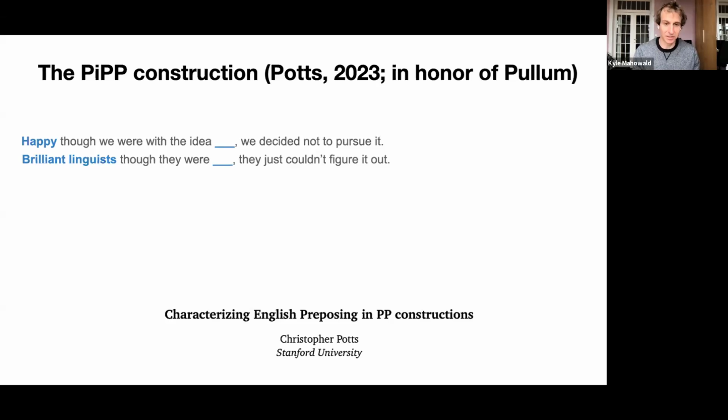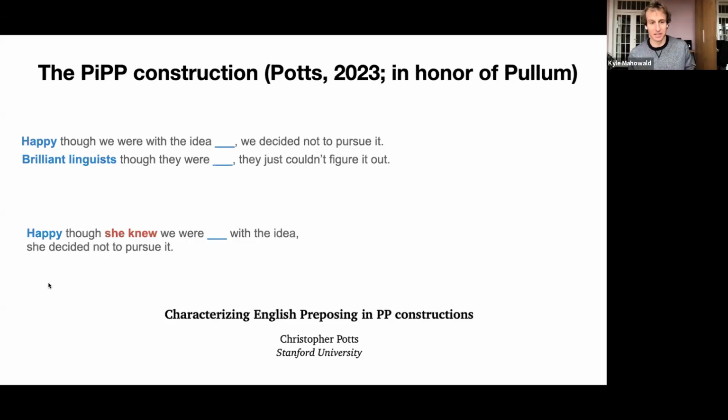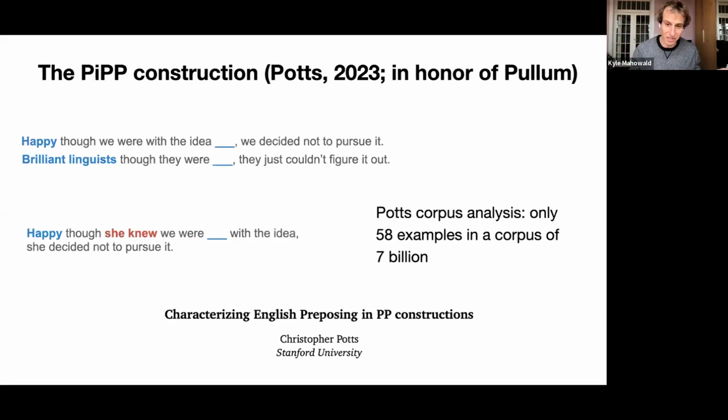But Pullum had made this observation, and when Chris was his student, had challenged him: can you find examples like this where this fronting crosses a finite clause boundary? In linguistics, this tensed verb here creates a finite clause. And so you can say something like, happy though she knew we were with the idea, she decided not to pursue it. This is a little syntactically complicated, but for the most part, we'd agree that even if it crosses a finite clause boundary like this, it's grammatical. But what's interesting is that this is really, really vanishingly rare. In the paper, the characterizing English preposing in PP constructions paper, Chris Potts does a nice corpus analysis, exhaustively looking for these, and in a corpus of about 7 billion plus sentences, finds 58 of these where they cross finite clause boundaries.